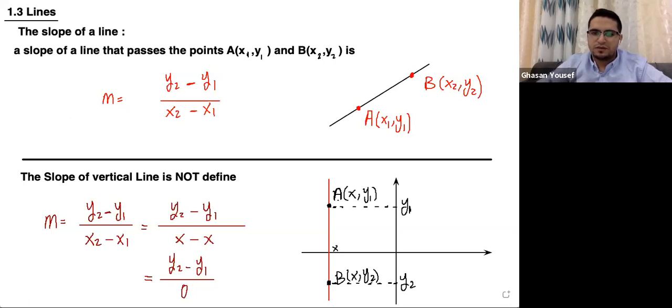What is the slope of the horizontal line? We talked about this last time. Michael said 0. This is correct. The slope of the horizontal line is 0. It's defined and it is 0. I'm going to show you why it's 0.